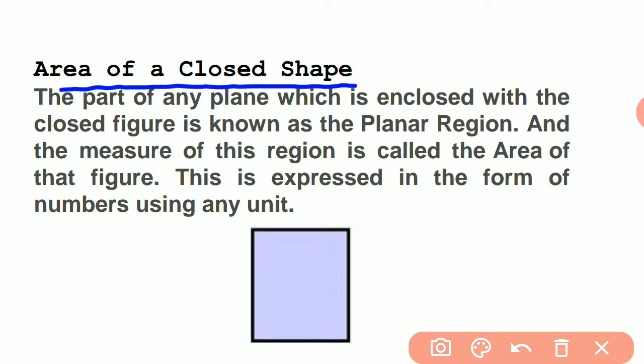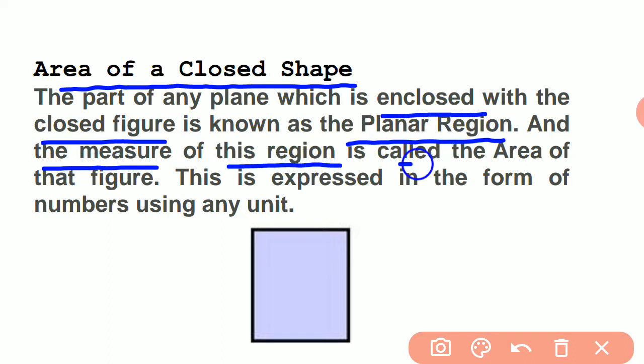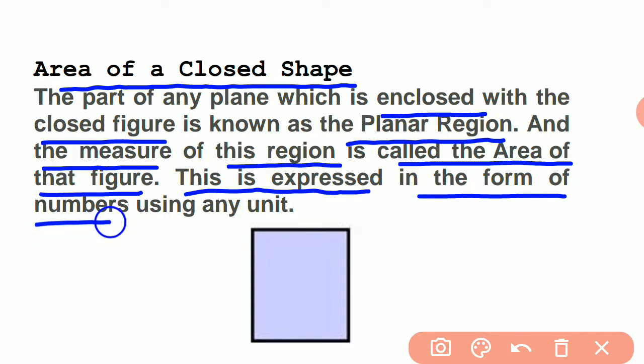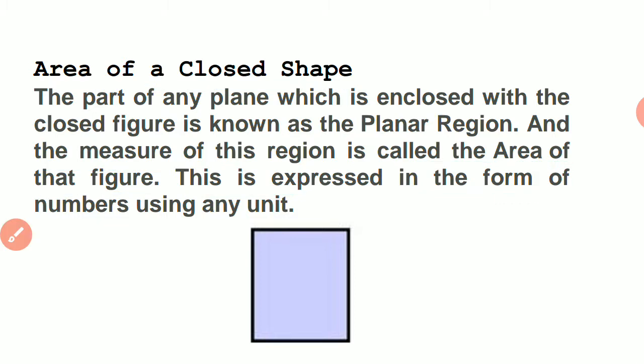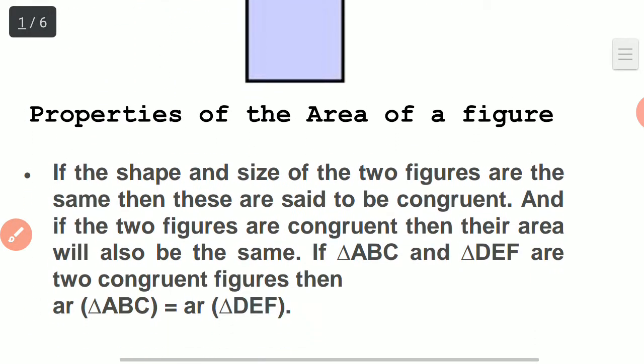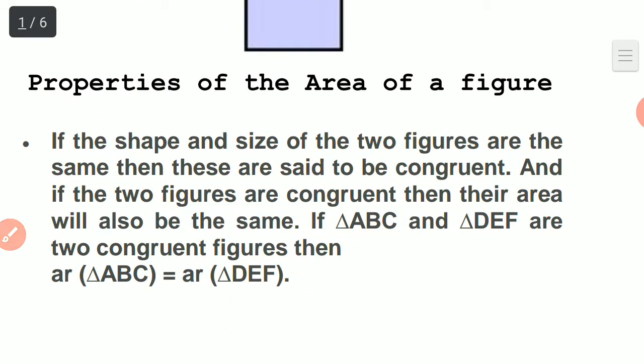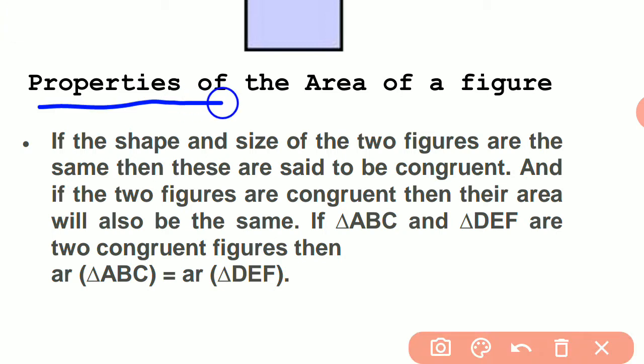The part of any plane which is enclosed within a closed figure is known as the planar region, and the measure of this region is called the area of the figure. This is expressed in the form of numbers using any units. Properties of the area of a figure.